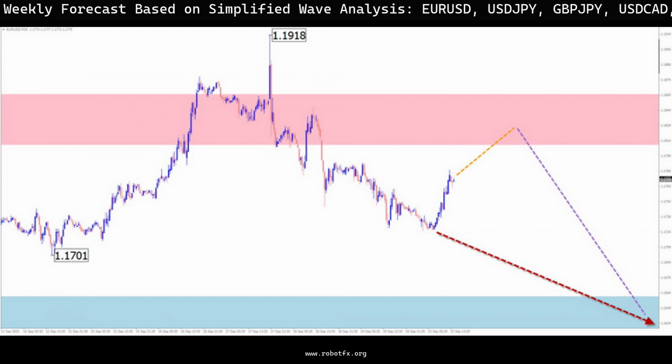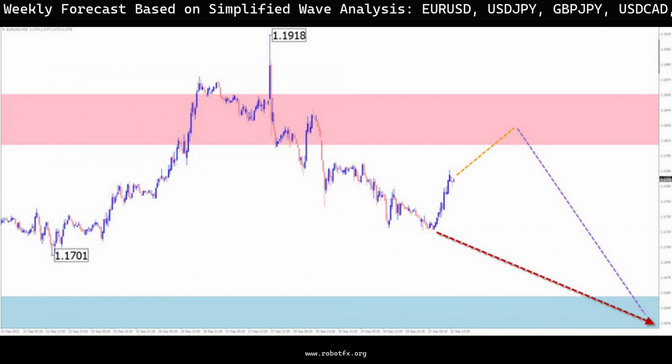3730.0, 3750.0, support: 3630.0, 3610.0. Recommendations: buying has limited potential and high risk. Selling becomes relevant after confirmed reversal signals appear near resistance.